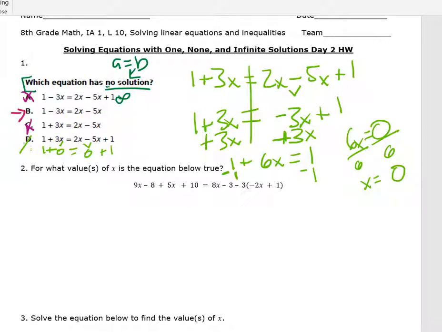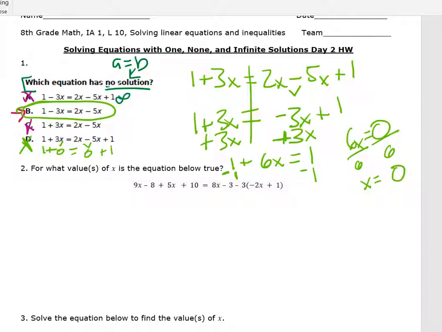Okay, so I can confidently say now that B is my equation that has no solutions because 1 does not equal 0, which is what I was left over with. Let's move on to number 2.